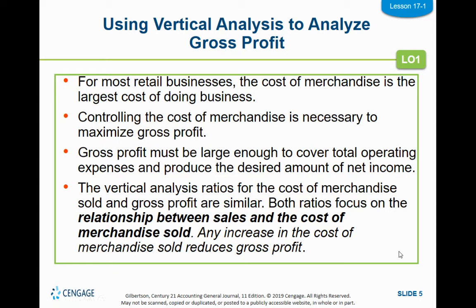So to use your vertical analysis to look at gross profit. For most retail businesses, which is what we're kind of talking about with this unit, the cost of your merchandise is going to be the biggest cost the business has. That is the cost of what it takes for you to go out and buy the merchandise you're going to put into your business and sell to your customers. So controlling that cost is really, really important to maximize your gross profit, which means you really want to go out and find vendors that are going to give you good deals. They're going to give you discounts. They're going to give you really good deals on merchandise that you can then turn around and sell for a good profit.